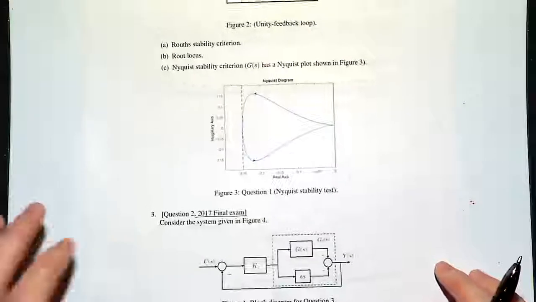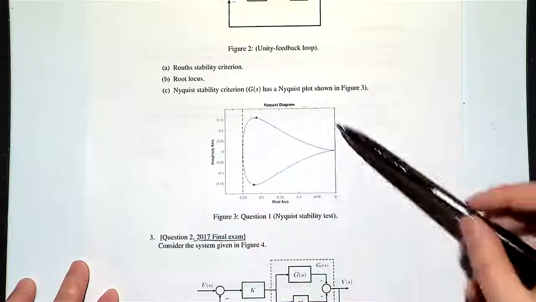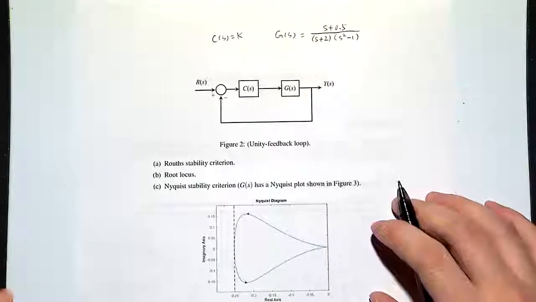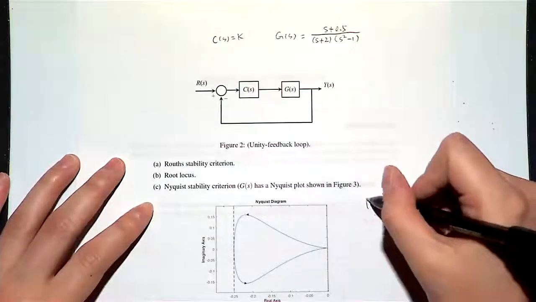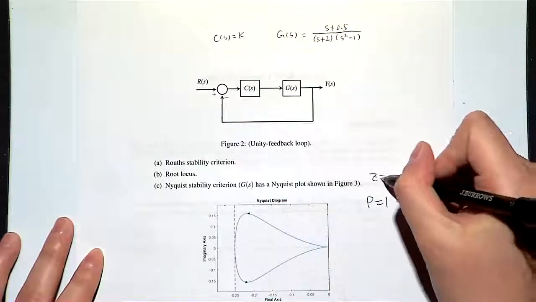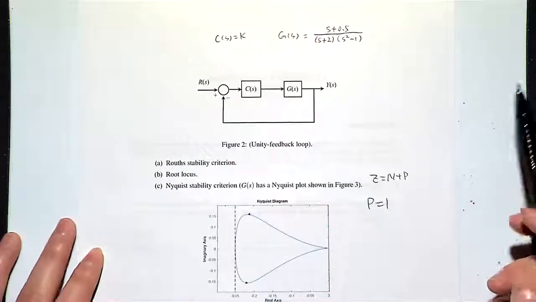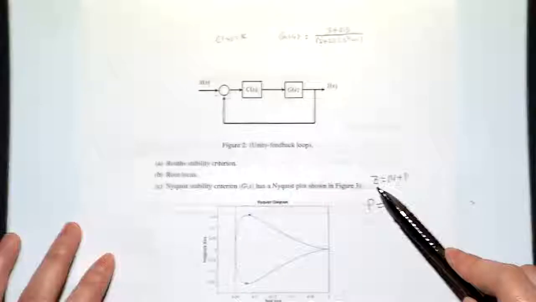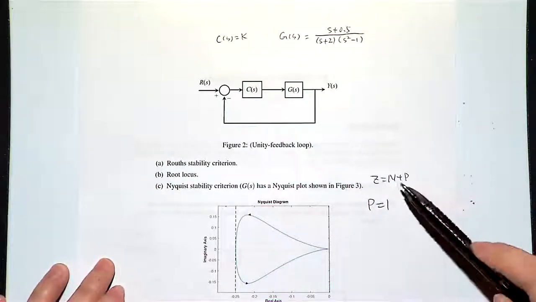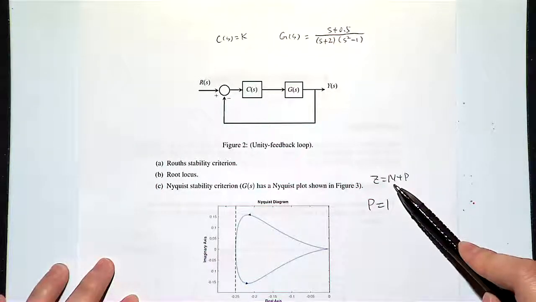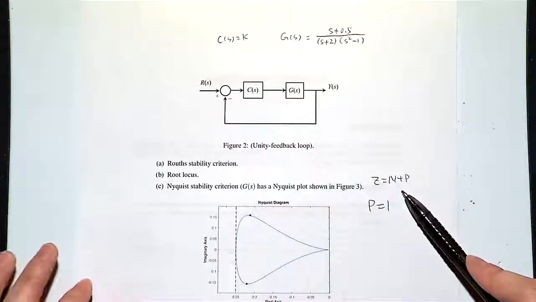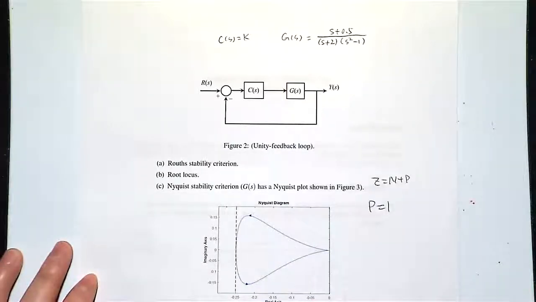And lastly, by checking the Nyquist stability criterion, the plot is given here. Looking at your open loop transfer function, you know that you have an unstable open loop pole, so p equals 1. Again, z equals n plus p. In order to make it stable, you need z to be 0, because that's the number of unstable closed loop poles you have, right? So to make it 0, you need n equal to -1, right? What does that mean? It means you need to have an anti-clockwise encirclement, right?